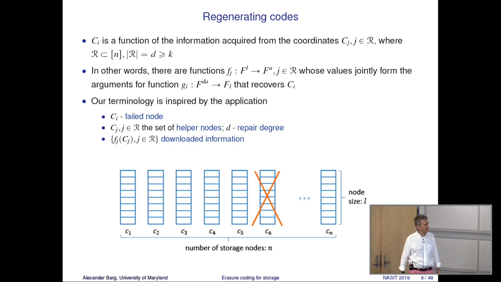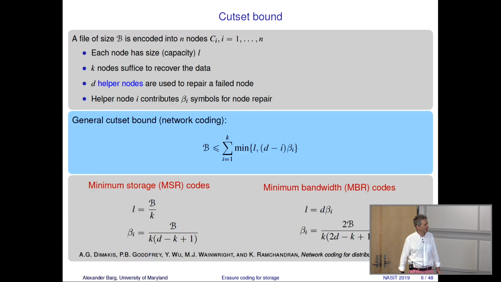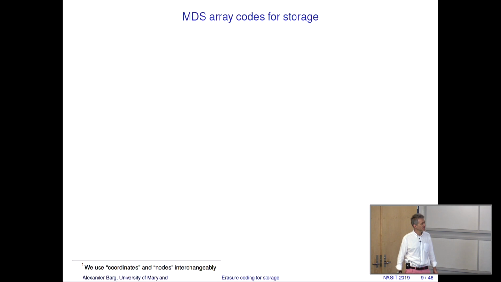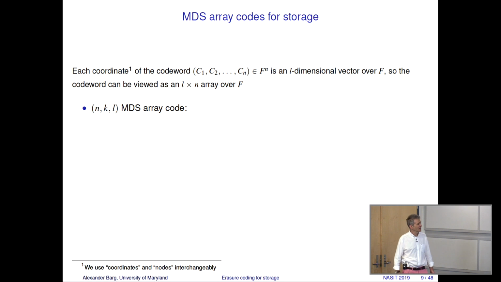From now on, we go from the general setting of the cut set bound. Here, we go to what they call the MSR case. This is the one corner of this cut set bound curve. Every coordinate is an L-dimensional vector again over F, and we call them (n, k, l) MDS array codes. MDS code again has the same meaning.